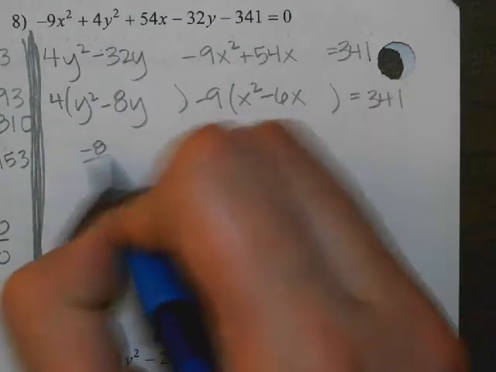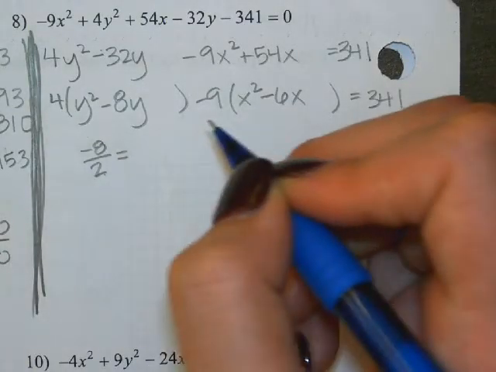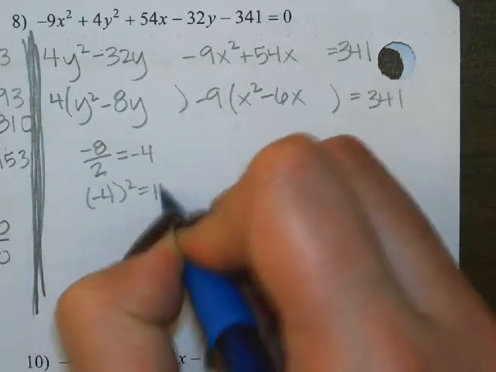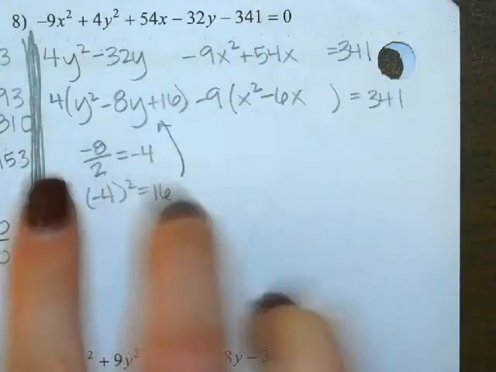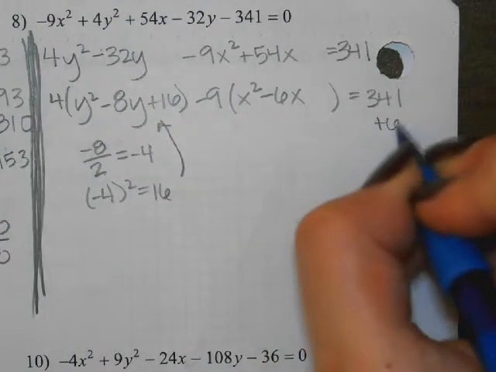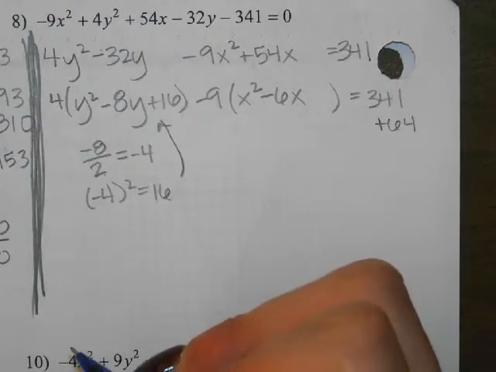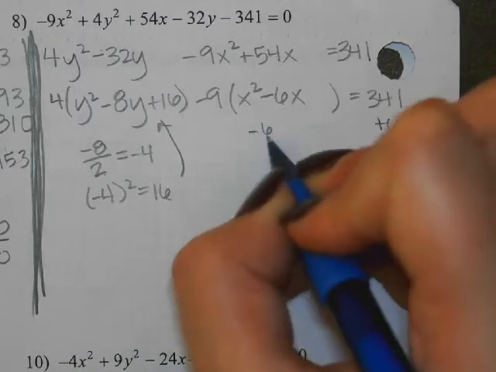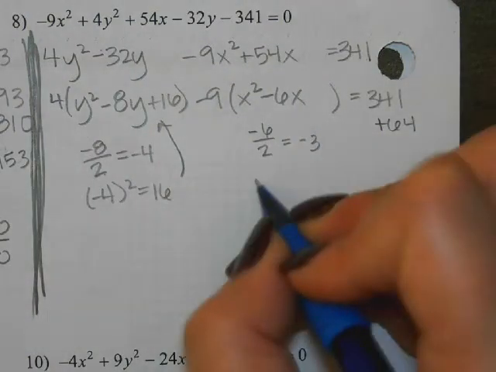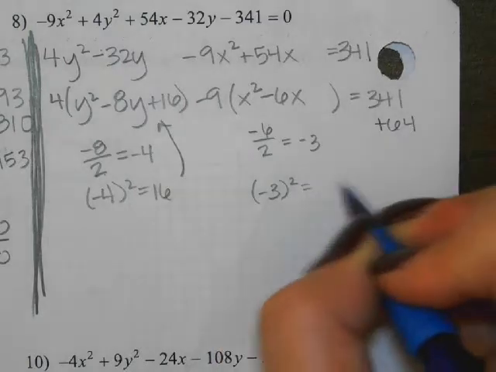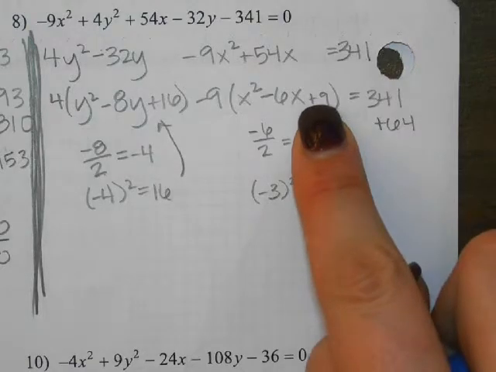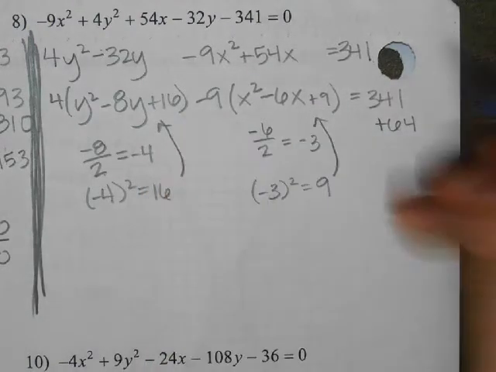Divide by 2. So negative 8 divided by 2 is negative 4. Negative 4 squared is 16. But we didn't really add 16. We really added 16 times 4, which is 64. And then we got to divide by 2. And then we got to square it. But we didn't really add 9. We really added a negative 81.